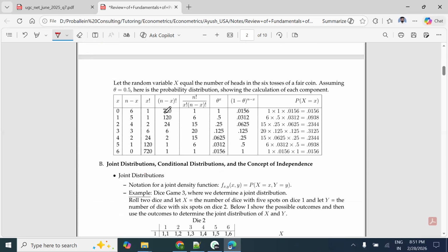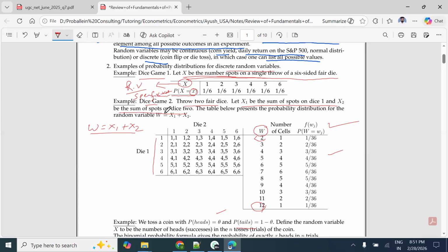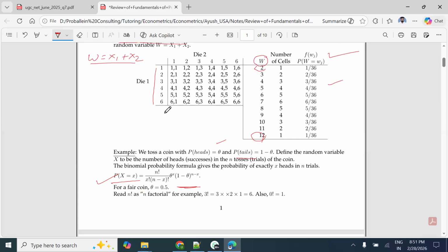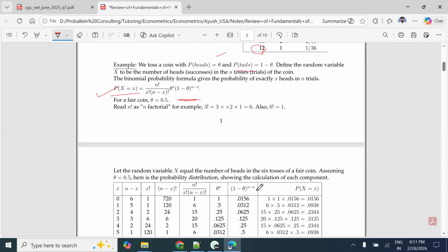Now you see. Sir, what is x factorial? It is x factorial into n minus x factorial. So whatever the value will be there, accordingly we will decide. You will see over here, there is one calculation.